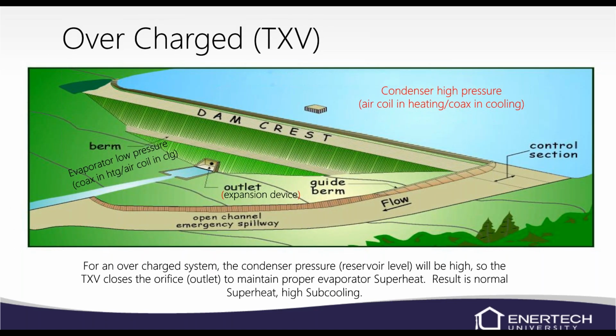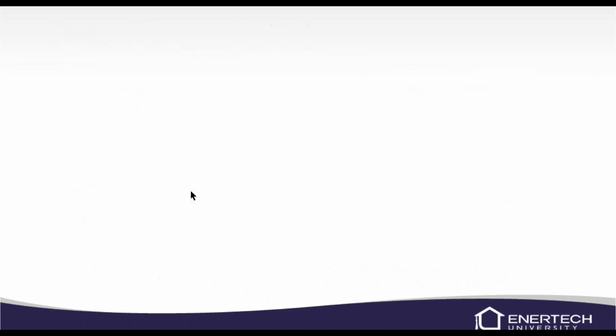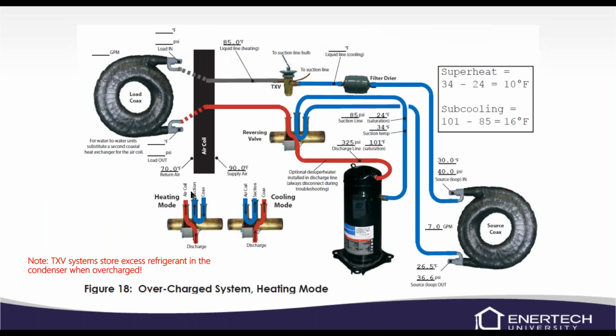Overcharged system. For an overcharged system, the condenser or the reservoir is going to be high, and the expansion valve is going to close off. So it's going to maintain proper superheat, but you will have high subcooling. So normal superheat due to the expansion valve. It's really hard to flood with an expansion valve, unless you overcharge the system by about 5 pounds, and then you're going to have some problems.